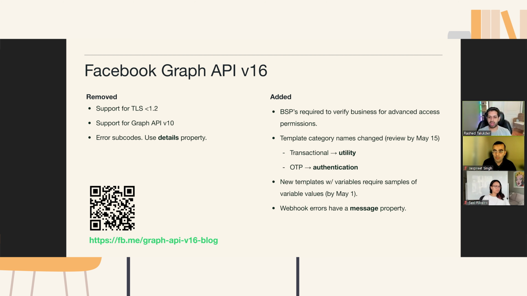So in addition to that, there are a couple of changes to the template category names. We've renamed transactional to be utility and one-time password or OTP to authentication, and marketing will stay as marketing. This template category name change is in line with a pricing update that we have. I'm not going to cover pricing. You can read our documentation for the pricing updates. The reason why we're not going to cover it is because that will lead to a lot of questions and a lot of time that we need to spend on it. So we're not going to cover that here, but namely, those are the template category changes. You will need to review the changes and update them by May 15th. So I would recommend getting on that.